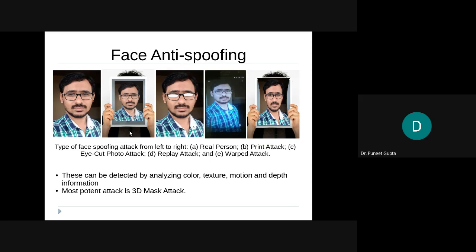So there are various possible ways to do that. Say you have this genuine person. In order to spoof, you can use their image. Another option is to use a cut photo. I mean, you cut out the eyes, even the mouth as well, and then use the remaining photograph. This is known as an eye-cut photo. Another thing is, you can use their video or a warped image. So these are the most frequently used face spoofing attacks.